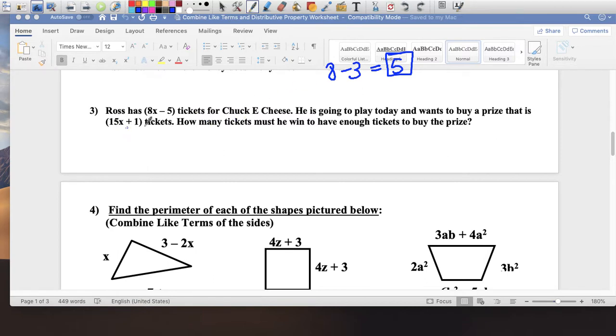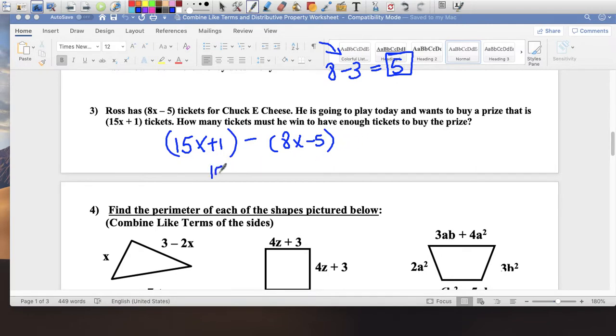So this is how many tickets he needs, right? And we're going to subtract what he has. He has 8x minus 5, right? So the concept is the same. It's a subtraction problem, right? So we're going to subtract 8x minus 5 from 15x plus 1. And then that's going to give us how many tickets he needs.